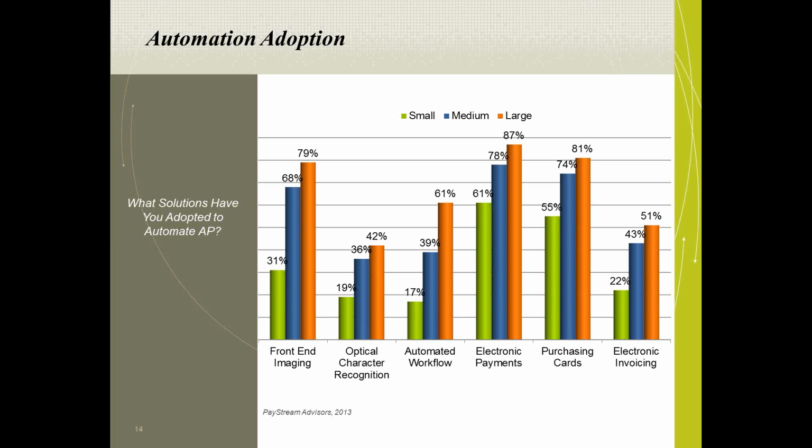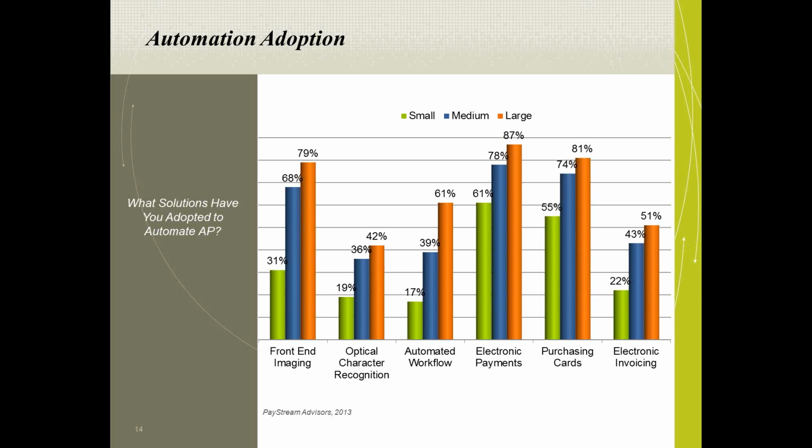How have organizations actually adopted some of these things in some of these different areas, now breaking this down into more specific technologies. And you can see the different graphs here for front-end imaging. The green is smaller organizations. Medium organizations are in blue, and the reddish-orange are the larger organizations. You can see a lot of organizations now are using front-end imaging. Again, the larger the organization, the more likely that those technologies are utilized.